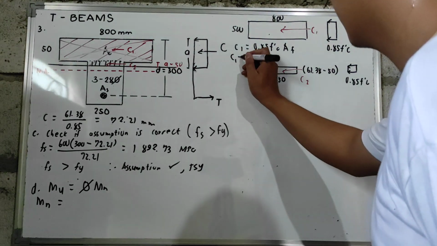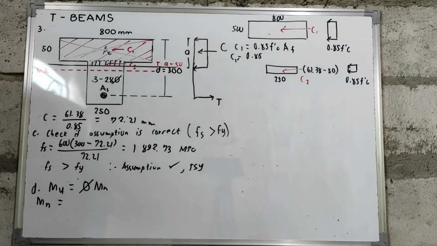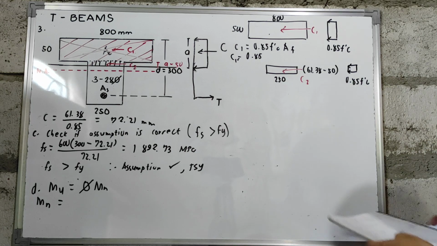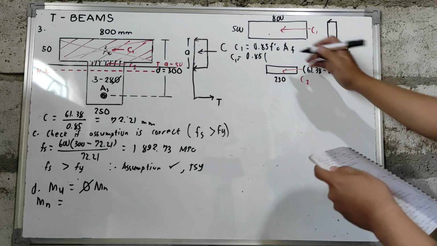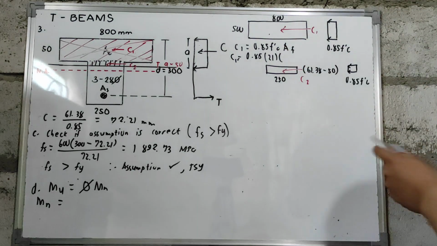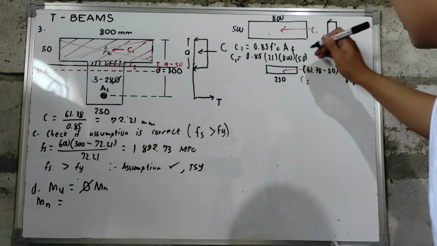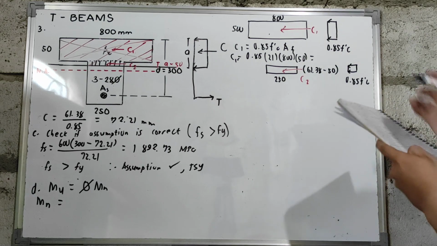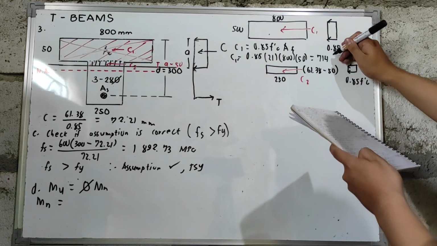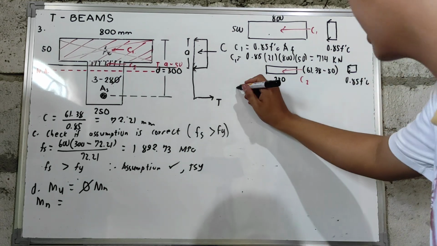So C1, you have 0.85 multiplied by yung F prime C natin, which is equal to 21, multiplied by the area of your flange, which is equal to 800 by 50. Your C1 is now equal to 714 kilonewton. So, yung C2 naman natin, paano naman yan?